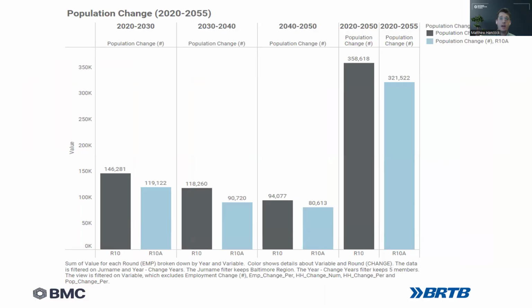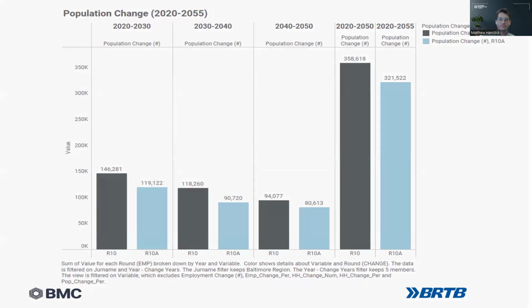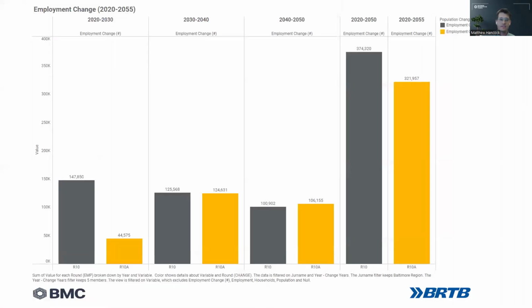This is just showing population change in round 10A relative to round 10. So we're seeing, again, moderated growth across the forecast frame between round 10 and round 10A, with round 10A being relatively lower than round 10. And similar results shown here for employment.